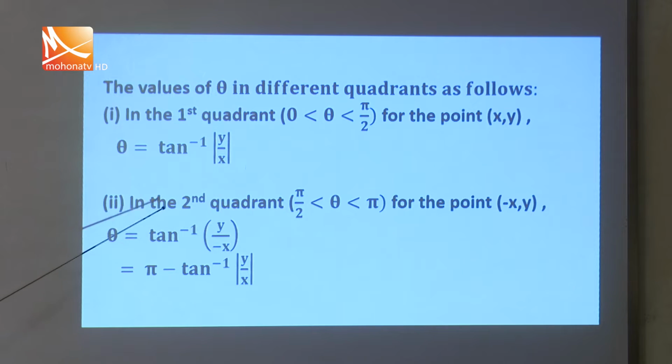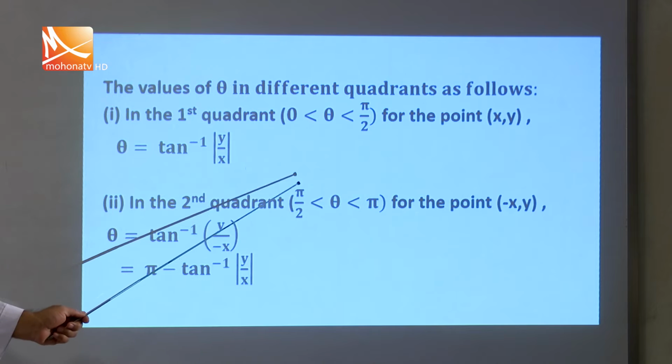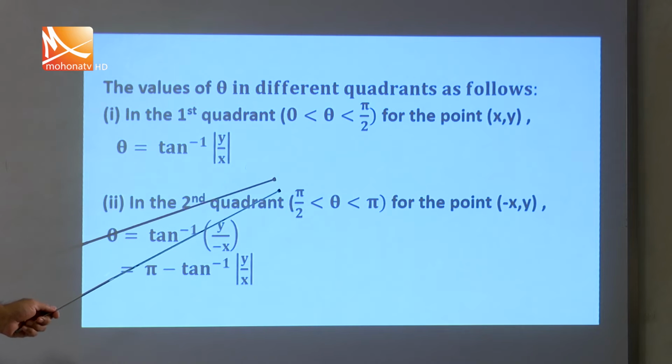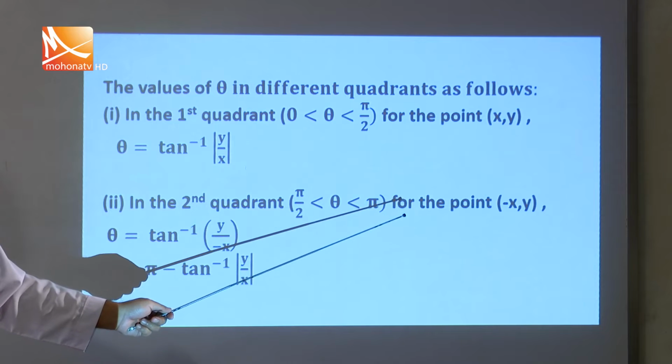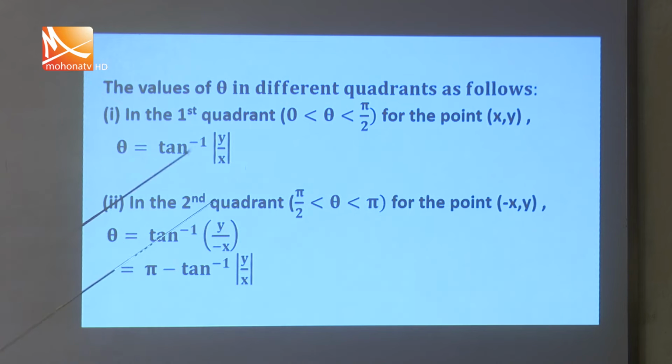Second one, in the second quadrant, where theta lies in the second quadrant, pi by 2 less than theta less than pi. For the point minus x comma y, theta equals tan inverse y by minus x. We can rewrite this as pi minus tan inverse absolute value of y by x.